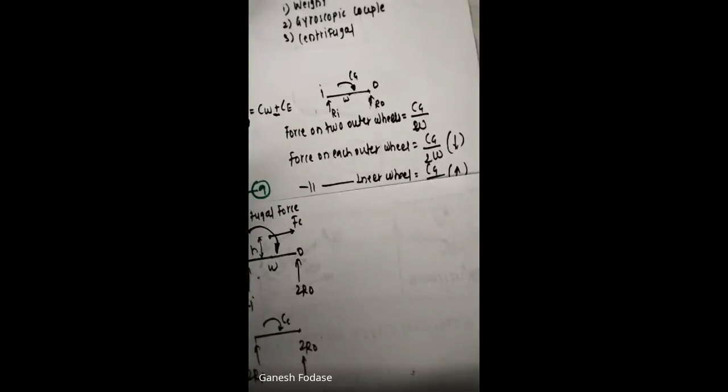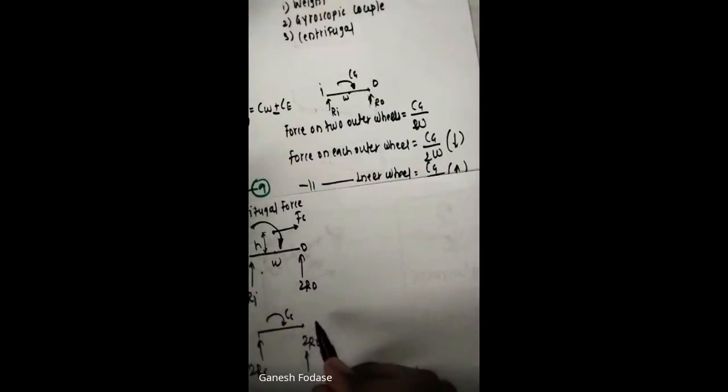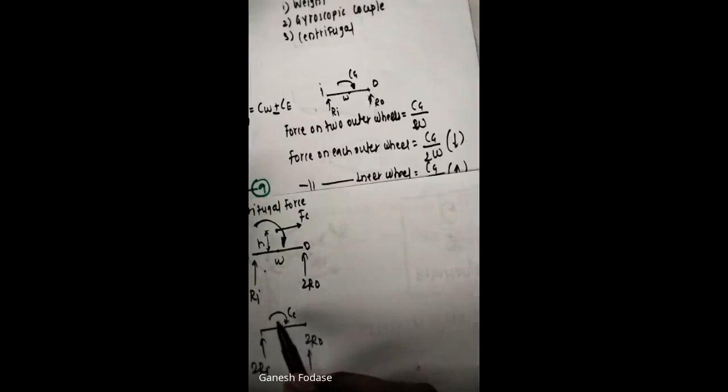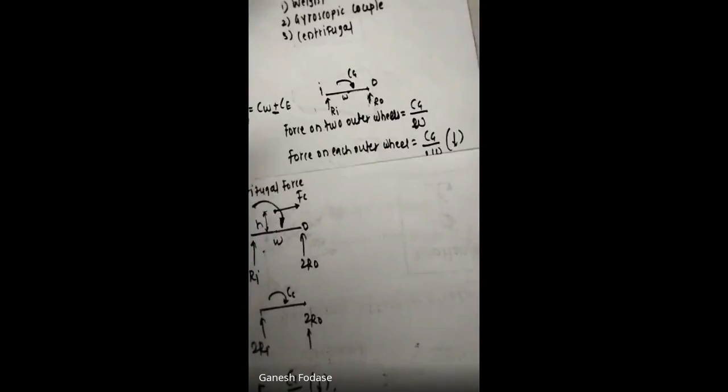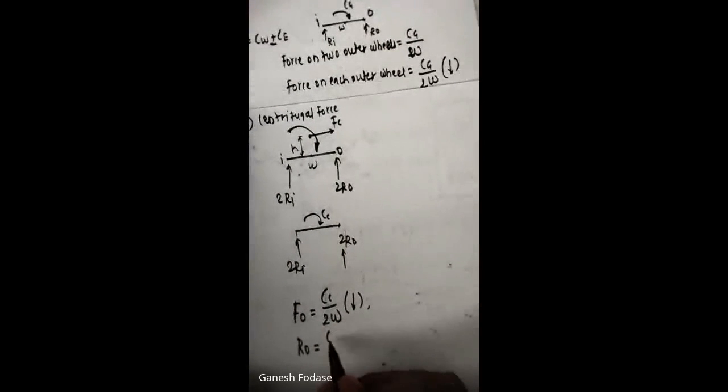So I write it here, it is Cc upon twice W. But force on outer wheel will act in downward direction. Why? Because the couple acts clockwise. This side will move down, this side will move up. Will try to move down and try to move up. So force is downward, Fo is downward, and hence Ro, reaction on each outer wheel due to centrifugal force, that is Cc, centrifugal couple Cc. I have written force here and this one is reaction. Cc upon twice W, but it acts upward.